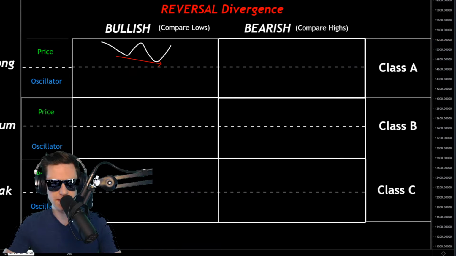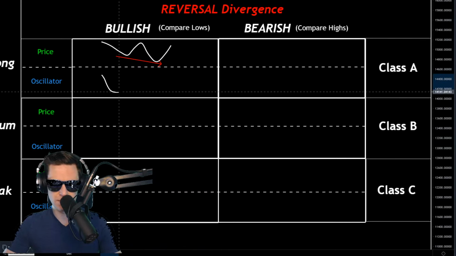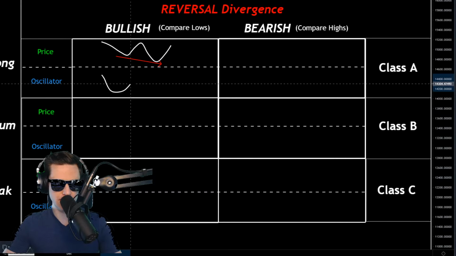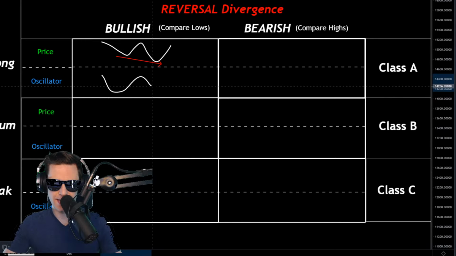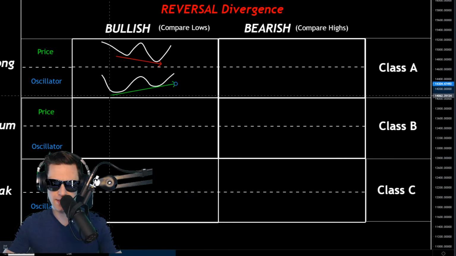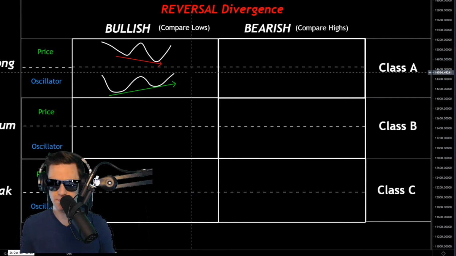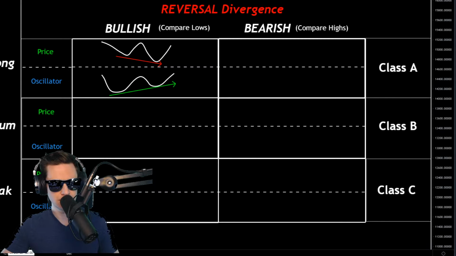On our oscillator, we're going to see something a little different. We're going to see the oscillator swing low with the original low, move back up with the rally, and then put in a higher low. We're going to signal that with a green arrow, showing that the indicator was moving up, the lows were coming up. So for a strong bullish reversal, price is setting a low with a consecutive lower low, while the oscillator is showing a low followed by a higher low. We're going to go through the bullish ones first.